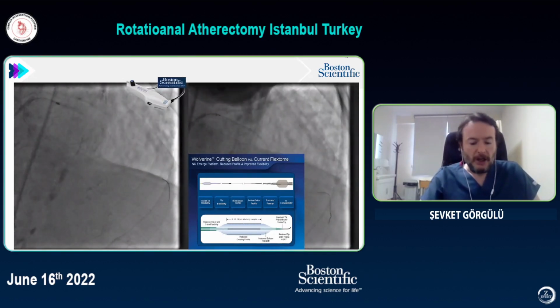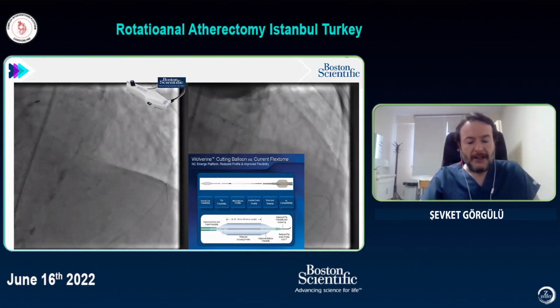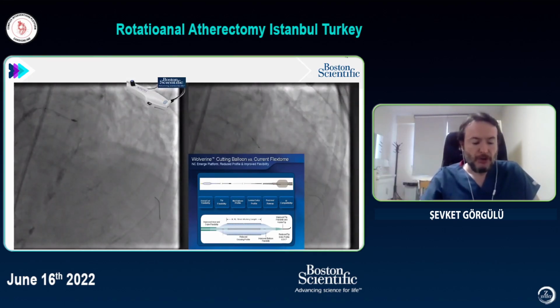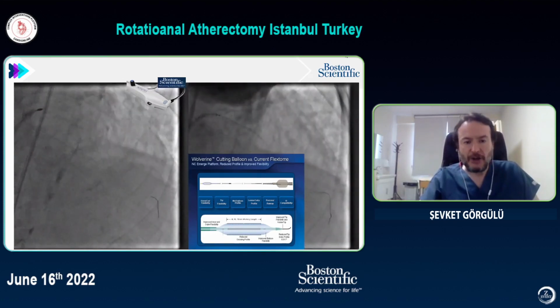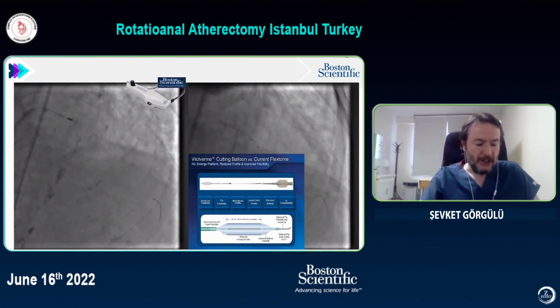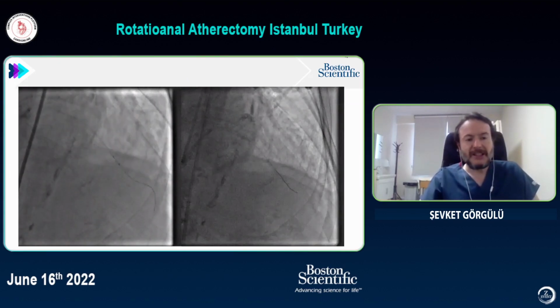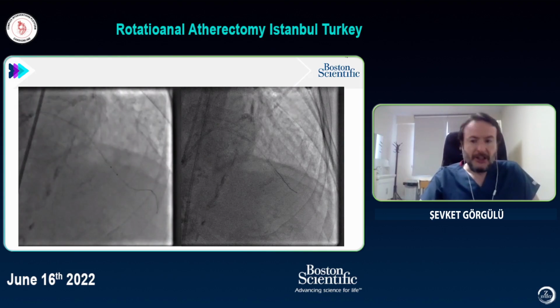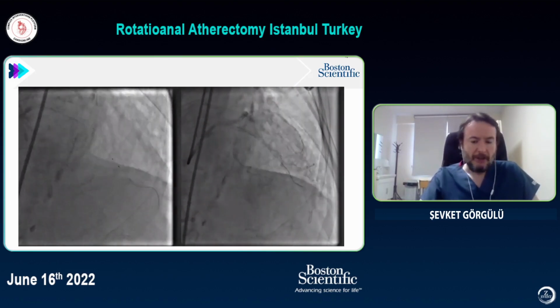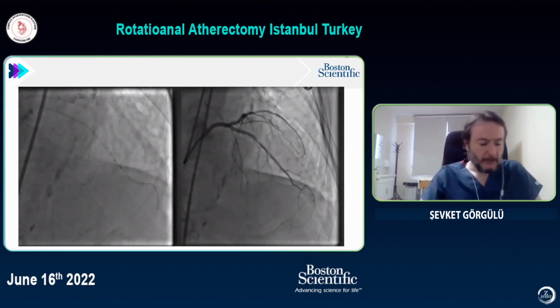After rota, 2 by 6 millimeter Wolverine cutting balloon was pushed with the help of a guide extension in the distal part of the LAD. Ballooning begins from the distal part, and then the proximal part. Here is the end result in the right screen after stenting.